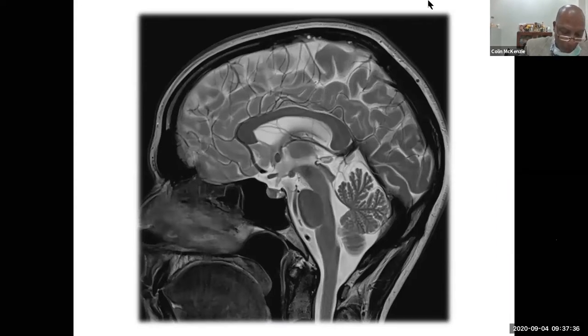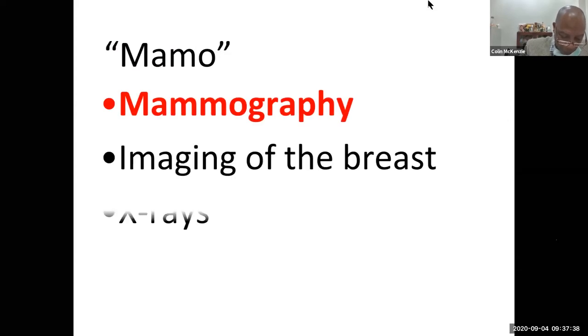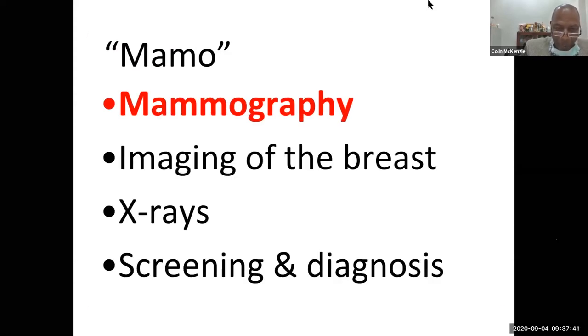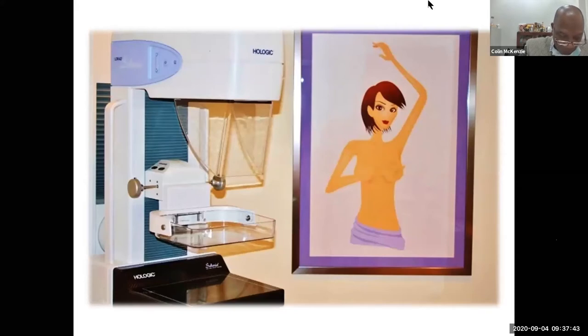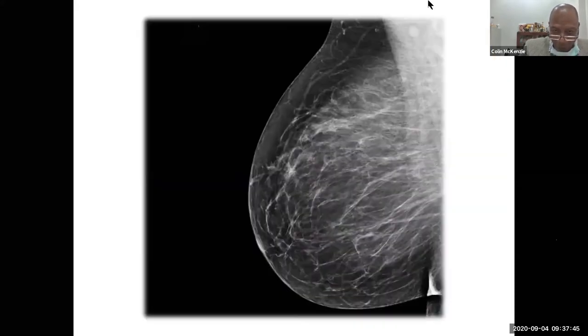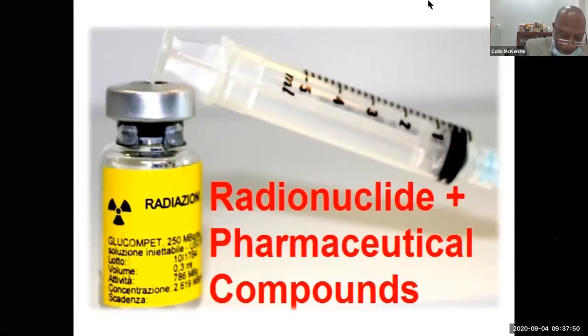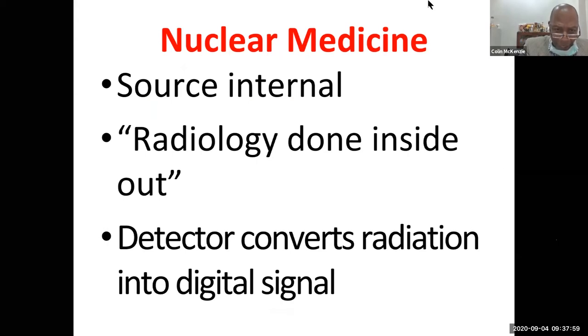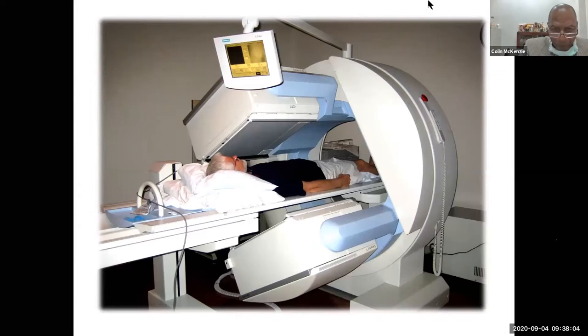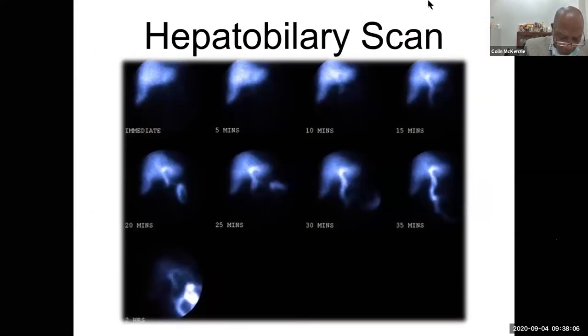If we look now, you can see mammography, which is doing images of the breasts, and that's what the equipment looks like, and that's what the breast looks like under imaging. Then we have nuclear medicine, which is basically radiography or CT or mammography taken from inside, outside, all right? And the equipment looks like that, and the pictures look like that, all right? So what we looked at a while ago are the different kinds of images.